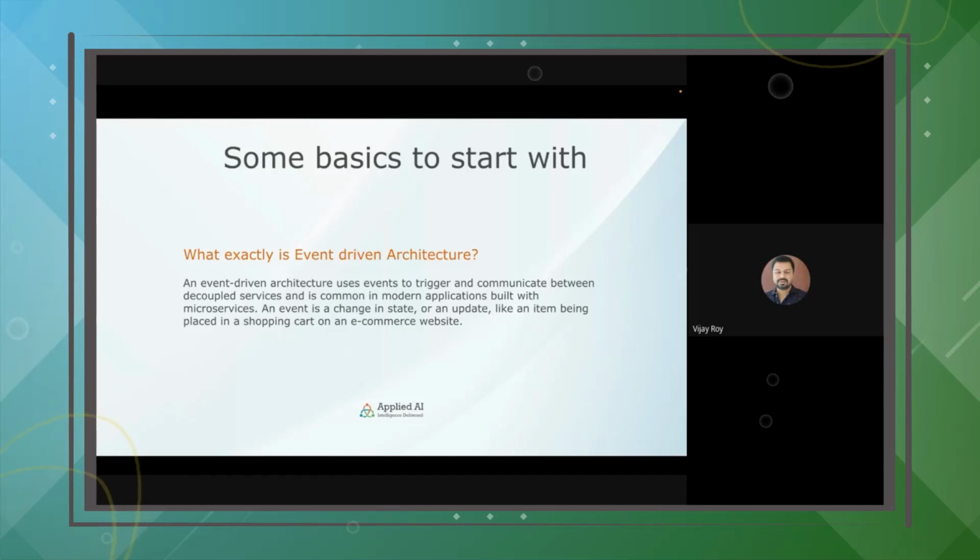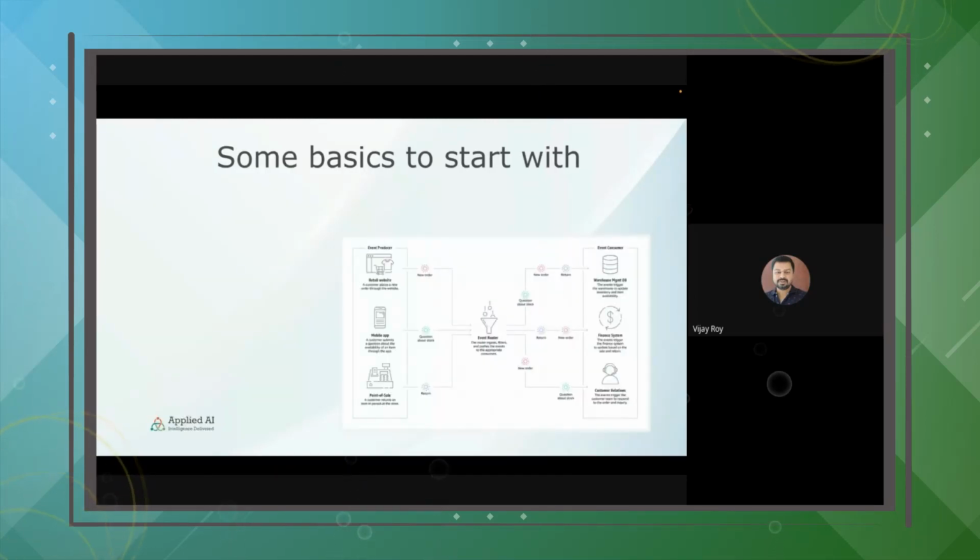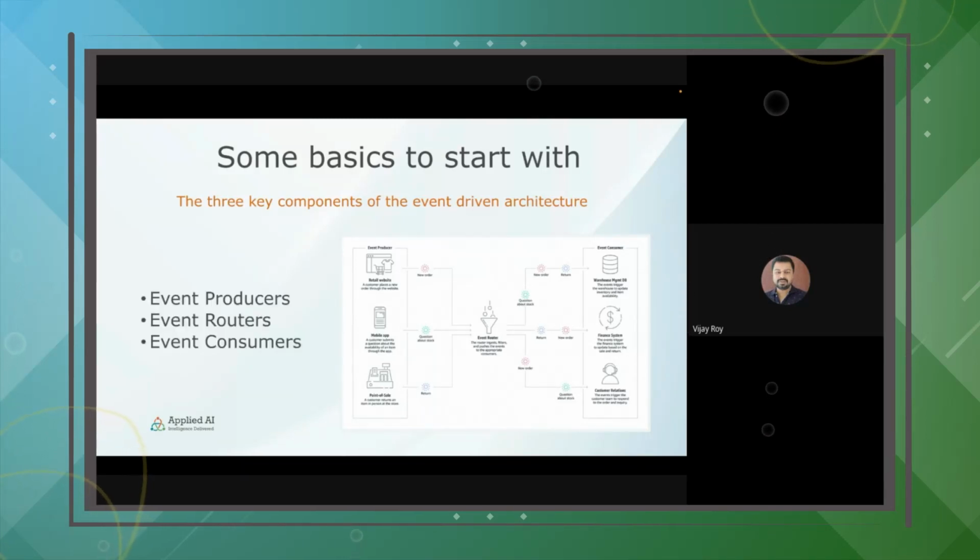And a typical event-driven architecture will have three components: the producers, which you see on the left-hand side, right? This image is courtesy of AWS. You have event producers, which can be your retail website where you are purchasing an item, or an app where you are ordering something or querying about something or chatting about something, or a POS site, point of sale, where you are again returning something or ordering something. So all these are the producers of the event.